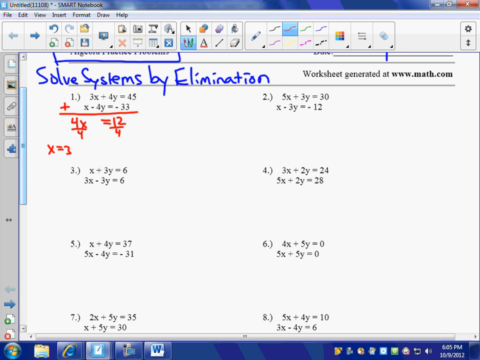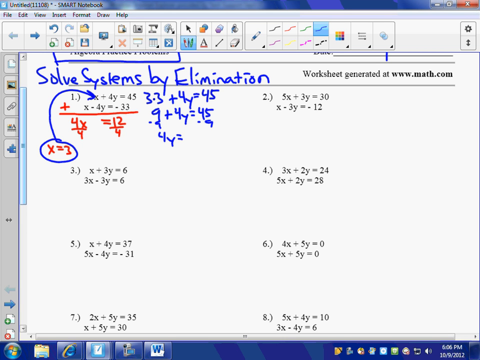Now that I know x is 3, I can go back and solve for y. So I'm going to make my substitution. I grab x is 3, and I plug it in, and I'll solve for y. So 3 times 3 plus 4y equals 45. Or 9 plus 4y equals 45. Subtract my 9.